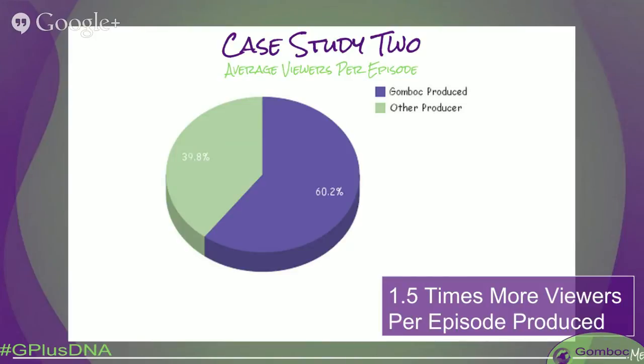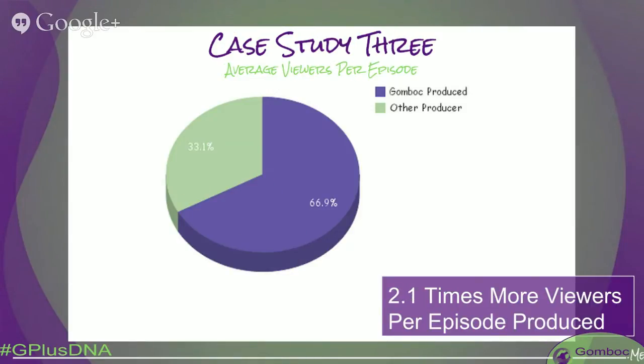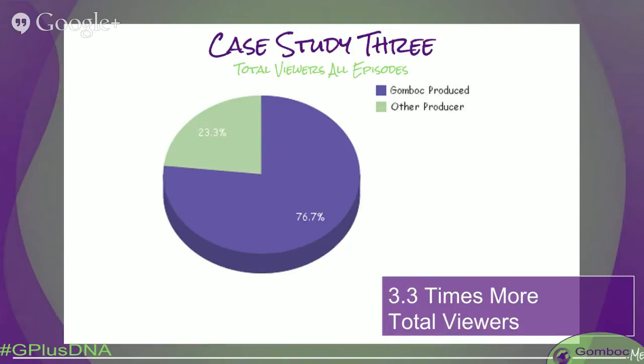Case study number 2. Now this one's really interesting. 60% to 40% for the average viewers, and in the total viewers, this client has gone on and produced far more shows than I had. I did 12 shows. This client has done about 26 shows since we parted ways. This is actually the client that I'm in negotiations with because they're getting great total views, but they want to increase the activity. Average viewers per episode, 70% and 33, or 66 and 33%.